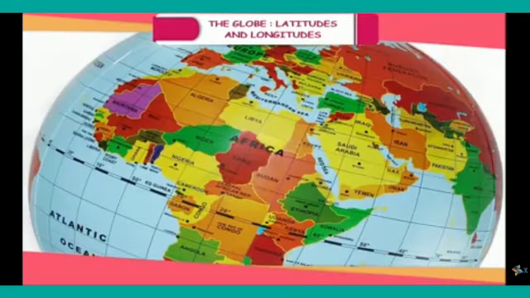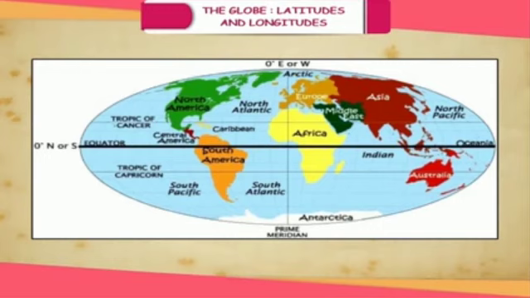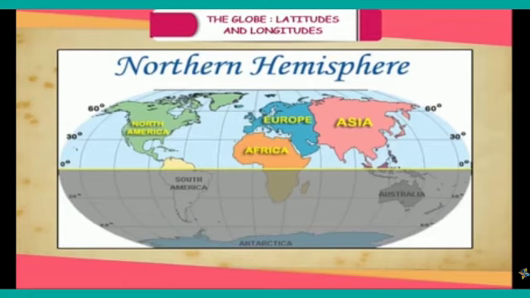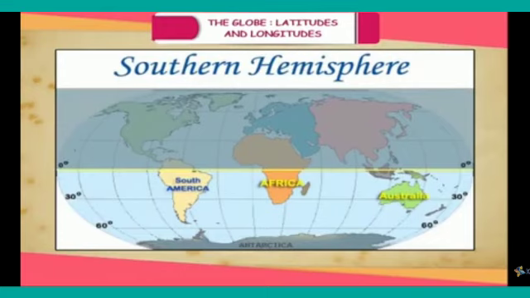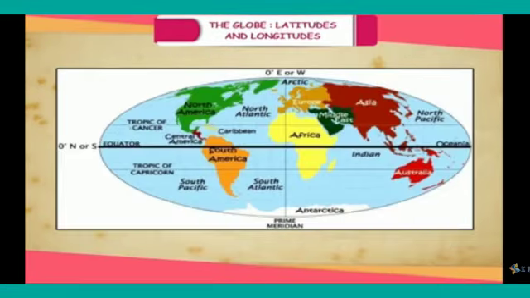Okay, another imaginary line running on the globe divides it into two equal parts. This line is known as the equator. The northern half of the earth is known as the Northern Hemisphere and the southern half is known as the Southern Hemisphere. They are both equal halves. The equator is an imaginary circular line and is a very important reference point to locate places on the earth.